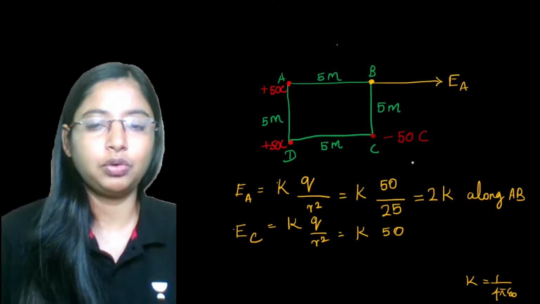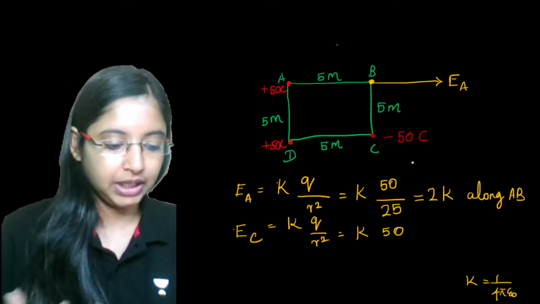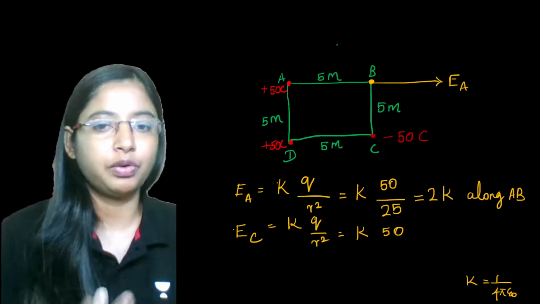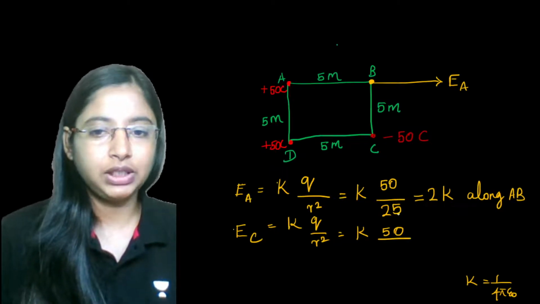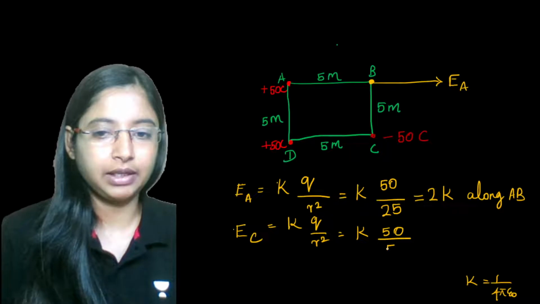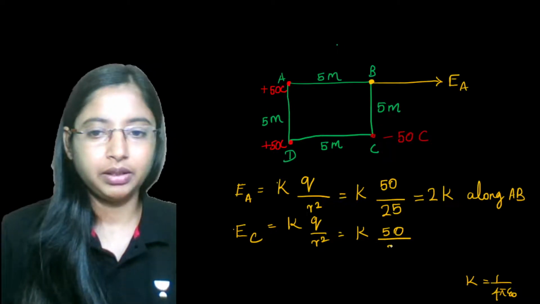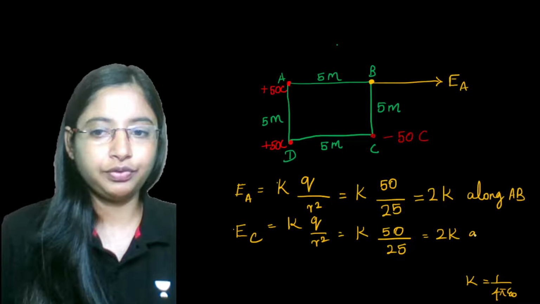Minus 50 coulombs means it is a negative charge, right? We're basically talking about an electron. Plus 50 means it will be a positive charge, a proton. Okay, so here 50 divided by again 5 square. 5 square is again 25. So basically here also you will get 2K.